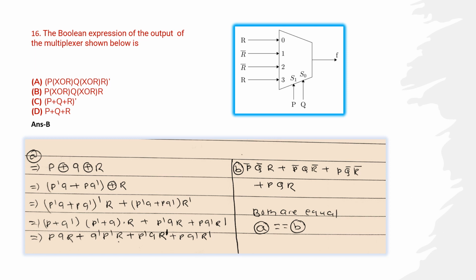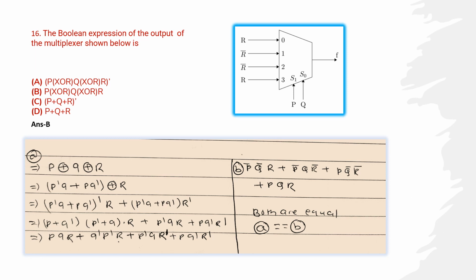First for PQ we have four combinations: 0 0, 0 1, 1 0, and 1 1. So for 0 0, P complement Q complement, the 0 input will come, so R; then P complement Q, this is 1, so R complement will come; then P Q complement, R complement will come; and then PQR. So this is the actual expression of the multiplexer, the function output we are getting from the multiplexer.